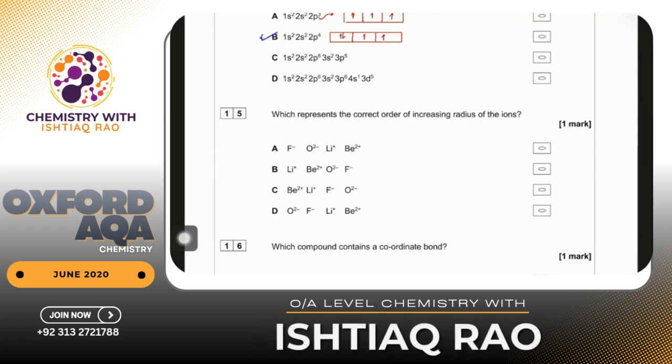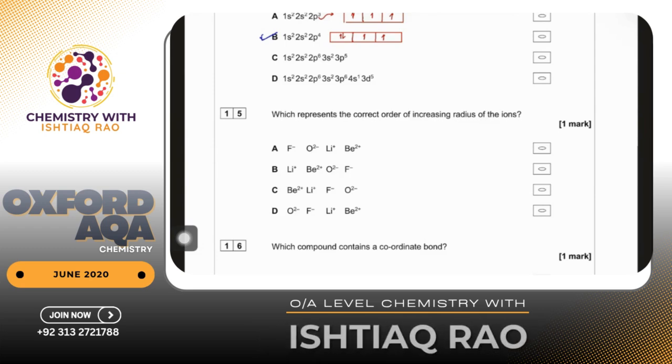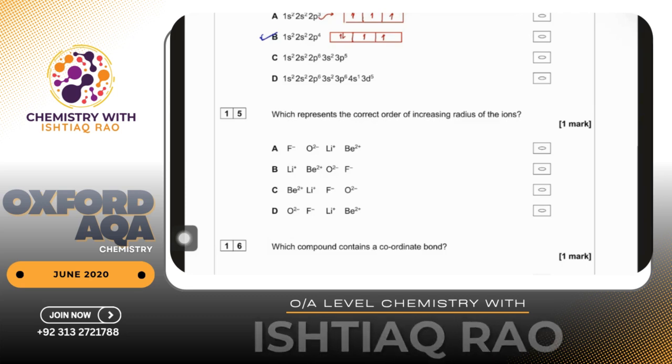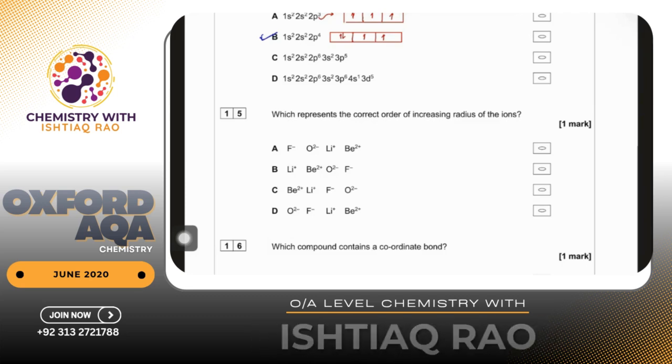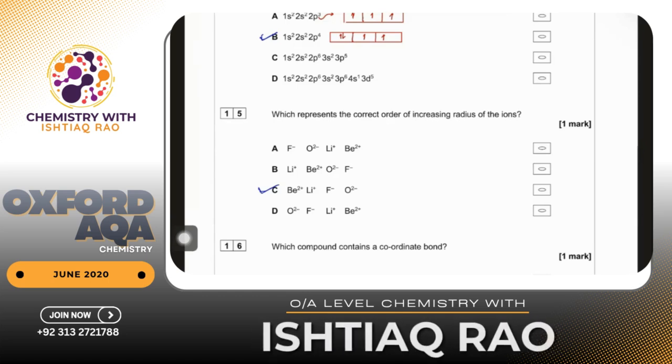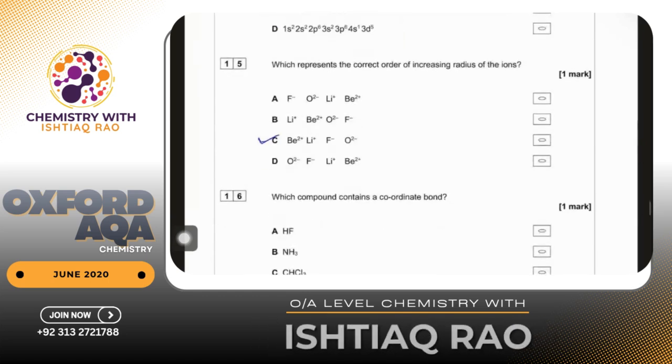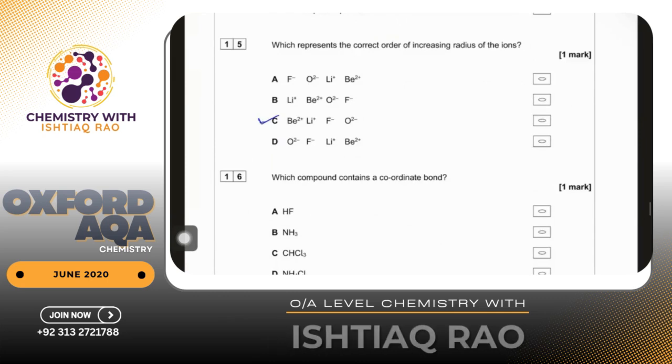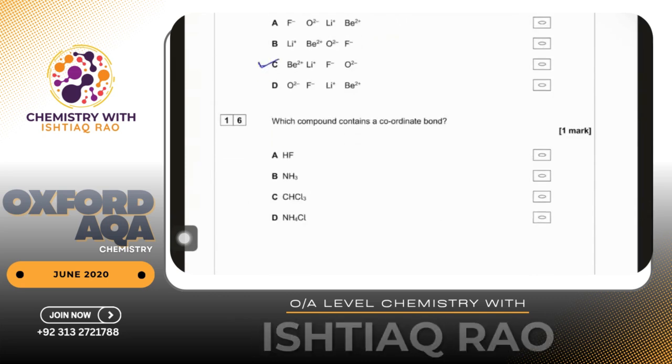Beryllium is in group 2. Lithium is in group 1. Across the period, size decreases. So it should be C. Exactly, it's C, it's not B. I thought I said it was B, right? Okay, so it was C.